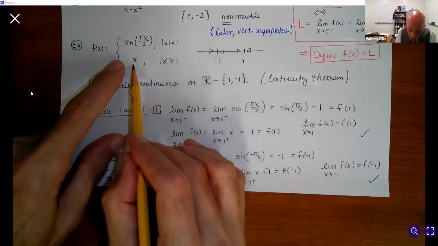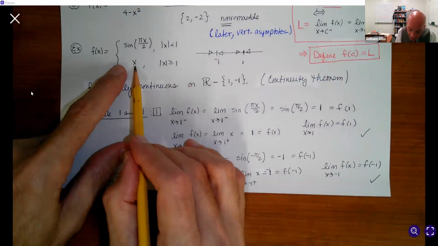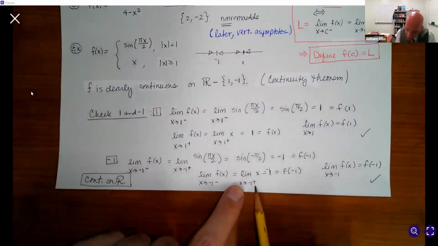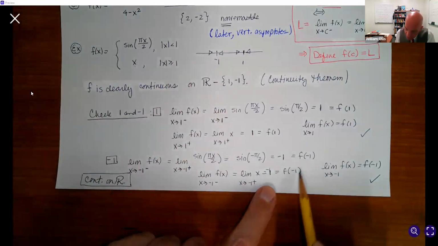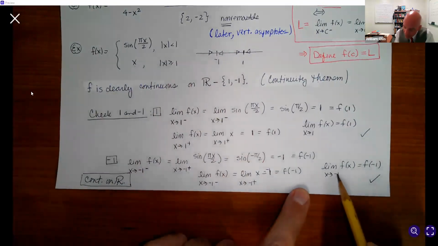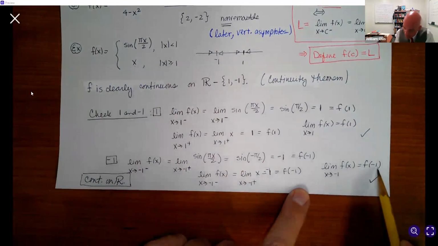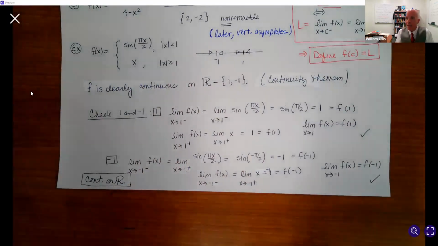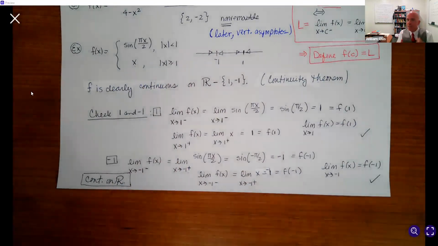And now if x is approaching -1 from the left, we're on this side, and that's where f is defined to be x. So we just have direct substitution. We just get -1. That's f of -1. Now again, the limit as x approaches -1 in this particular case is just f of -1, because we see the left and right limits exist and they're equal.